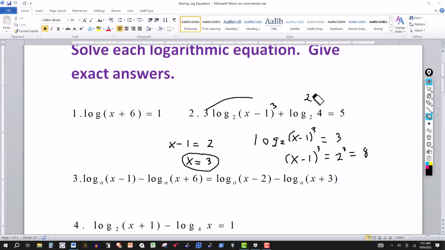Now let's check it. Put a 3 here. So 3 minus 1 is 2. So the log of 2 to base 2, that's 1. And then multiply by 3. The log of 4 to base 2, we said that's 2. 3 and 2 is 5. That checks. So the answer to number 2 is x equal to 3.